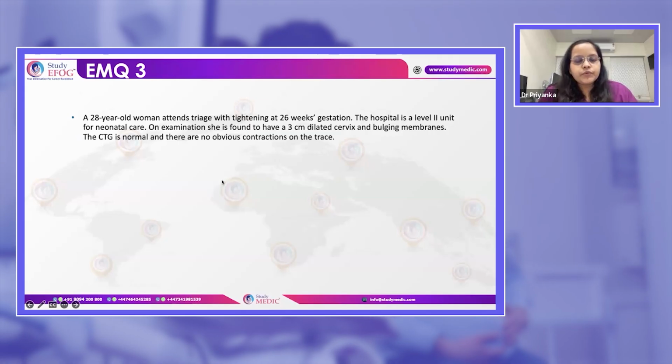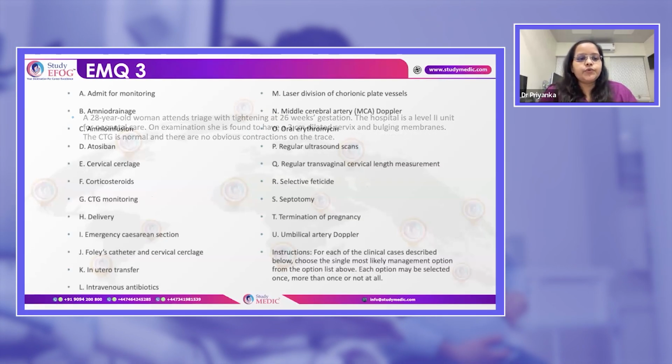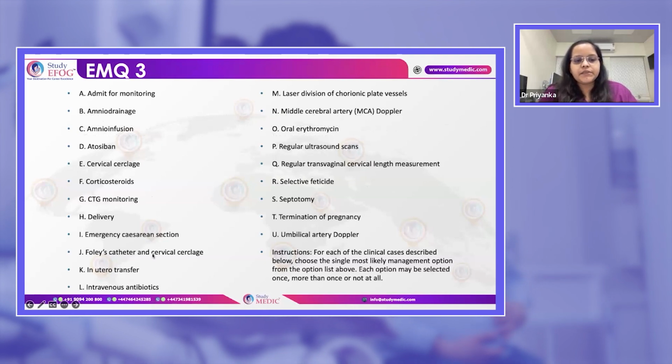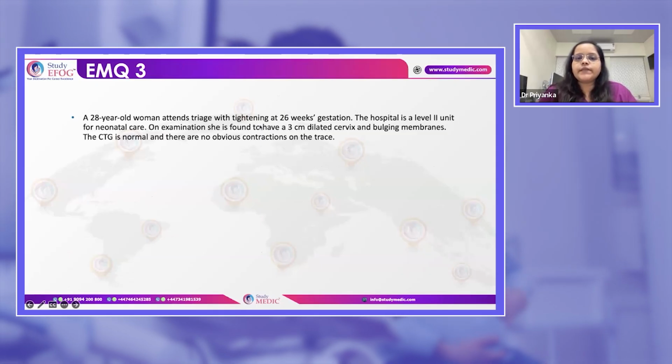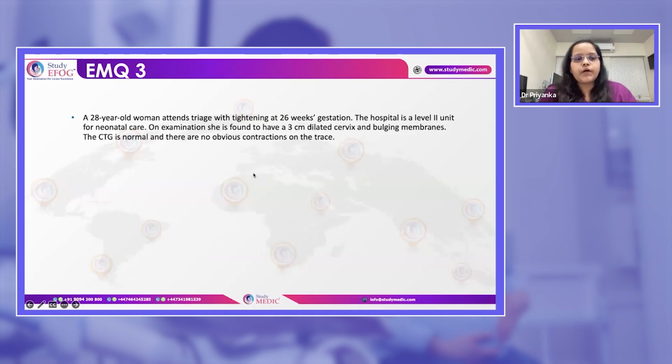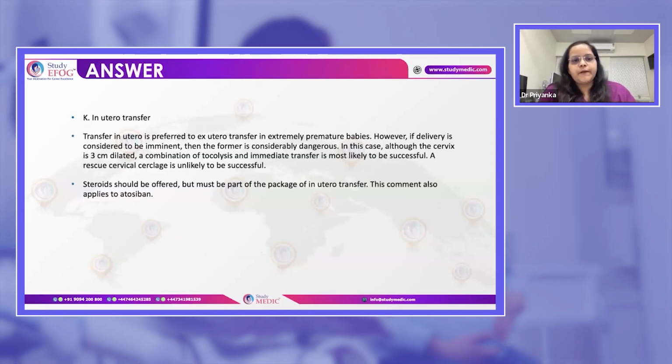So what are we going to do here? Here we are going to do the in utero transfer. That is the most likely management option because it is a level 2 unit, and for a 26 weeks gestation, we need a level 3 or higher care neonatal facility. And in that case, we are going to do an in utero transfer for the baby.